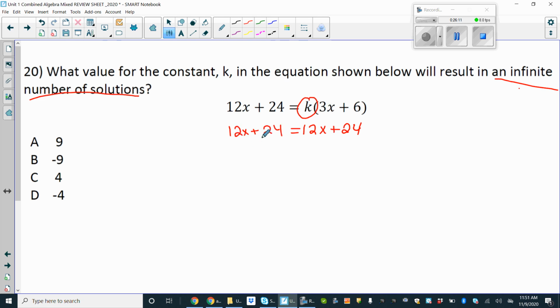Same exact thing. So what will k need to be in order to get, when you multiply by 3, you get 12? What times 3 gives us 12? 4. Same thing. What times 6 gives us 24? 4. So k, our constant, is 4.